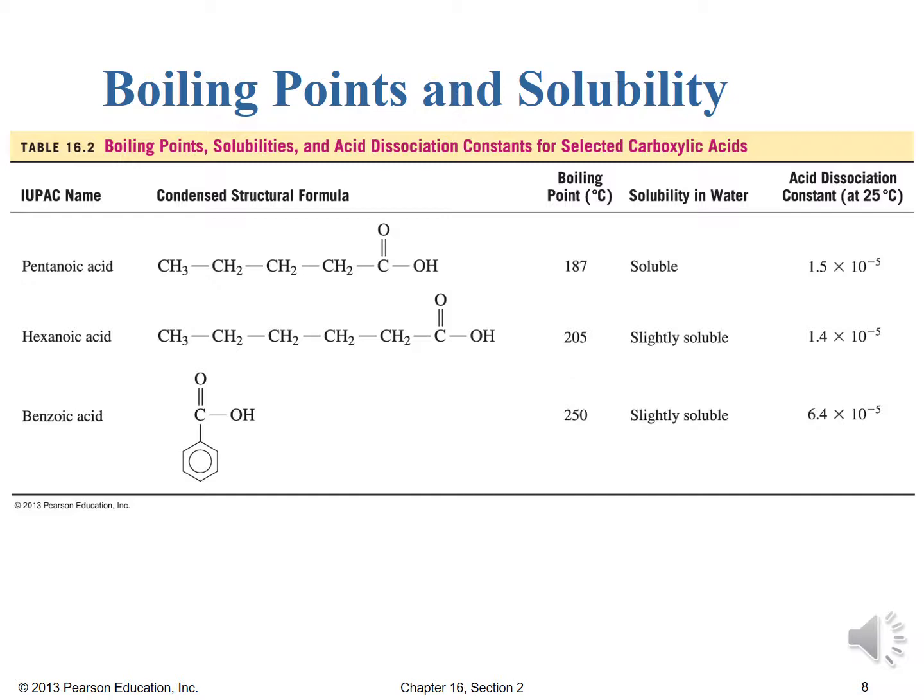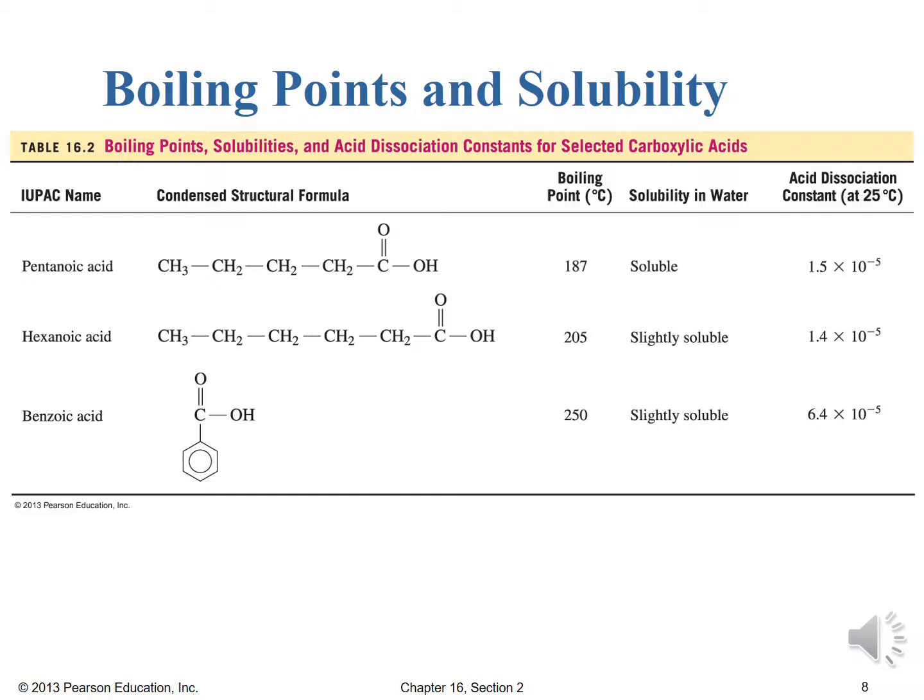For hexanoic acid, now we've gone to a high boiling point above 200 Celsius here, but we've also decreased notably in water solubility. So now we're only slightly soluble because we have a significant nonpolar hydrophobic end to the tail of the molecule. We still have that nice polar head group, but the tail is not very water loving. And then the acid dissociation constant drops just a small bit here.